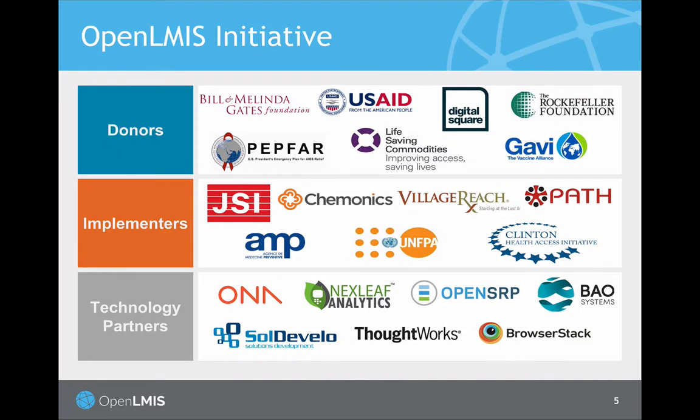OpenLMIS is a global initiative. It started in 2008 as a collaborative process between 4 organizations looking to develop a set of common, globally applicable requirements for logistics management systems. Today, this diverse community brings expertise from technology partners specializing in data analytics and quality software development, on-the-ground implementers, to a global network of engaged donors.